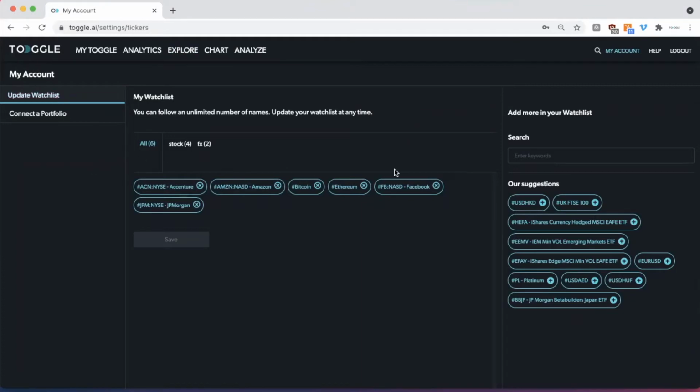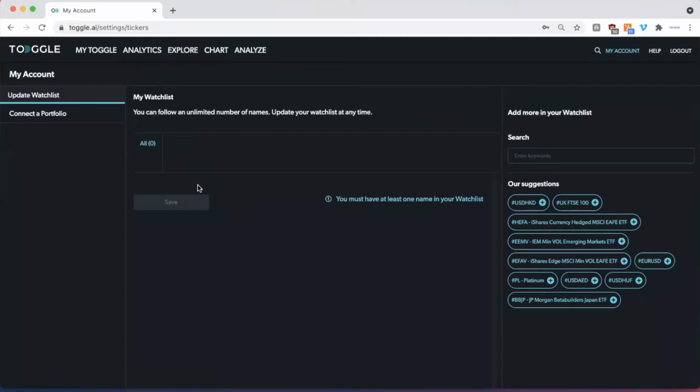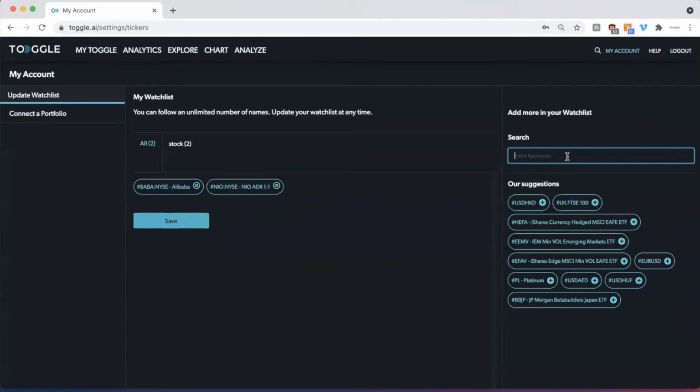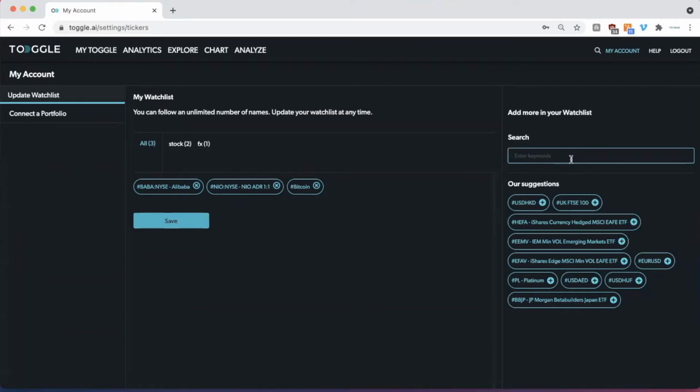As you can see, I have a few assets on my watch list, but just to clear it up. So when you first add assets to your watch list, this is what it's going to look like. You have two ways of adding assets to your watch list. You can search up the assets you're interested in. So pick Alibaba, Neo. Let's do some Bitcoin as well. So that's one of the ways to add assets to your watch list, by searching it up.